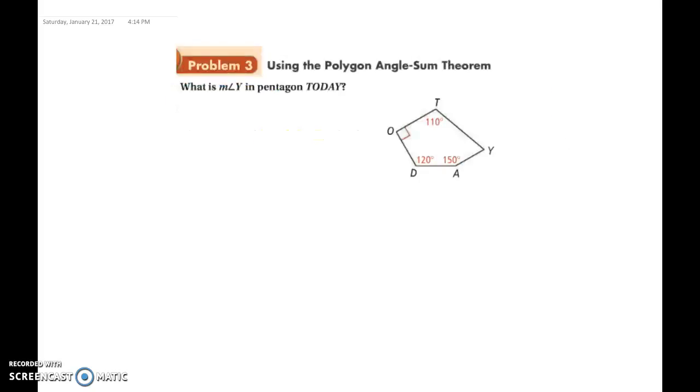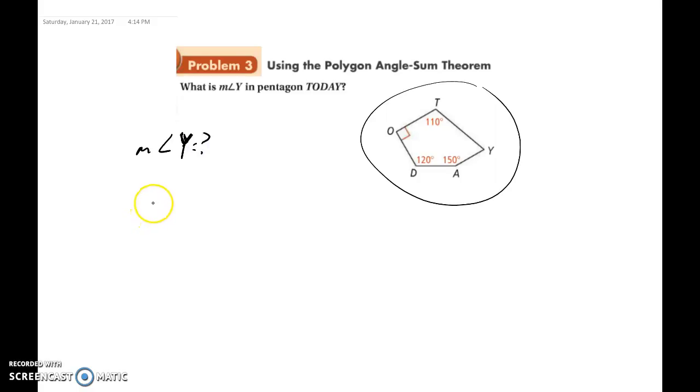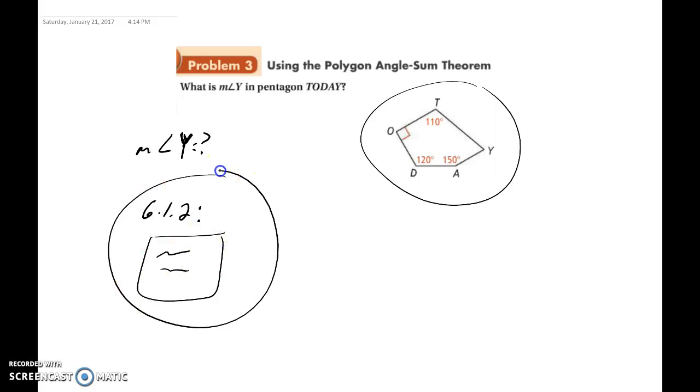Now, the last question is find the missing angle. In polygon TODAY, so that means this polygon here, solve for angle y. What does the measure of angle y equal? You are going to solve this, and you will create a new section, 6.1.2, and you will put this in your shared document, whether you type it up or take a picture. I'm fine with either one. This will be shared and handed in, so make sure you hand this in. And that's it for this video.